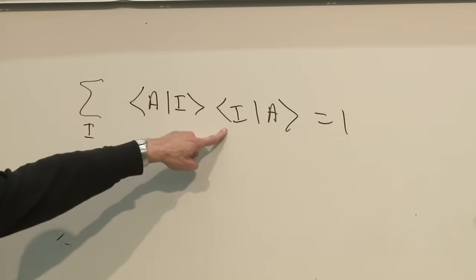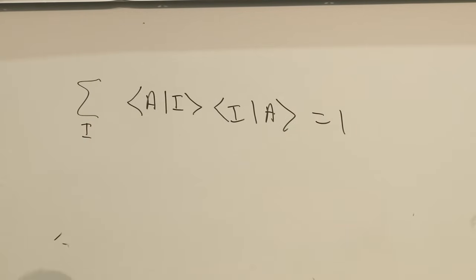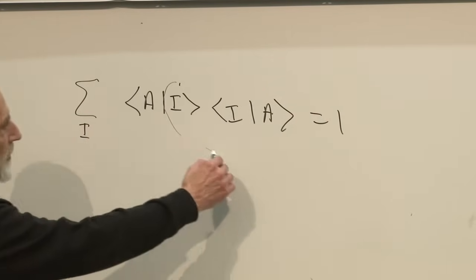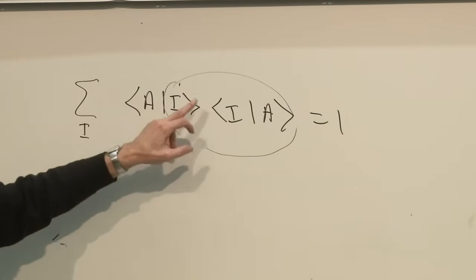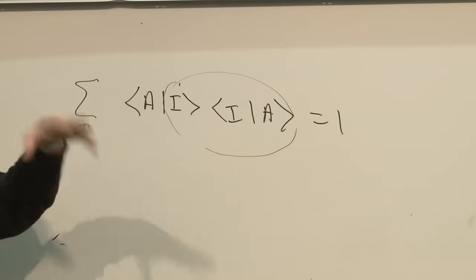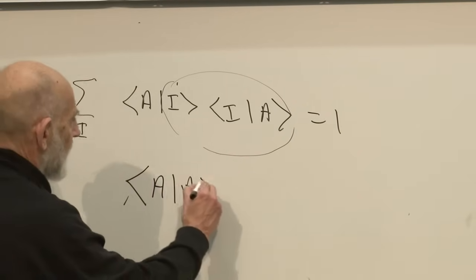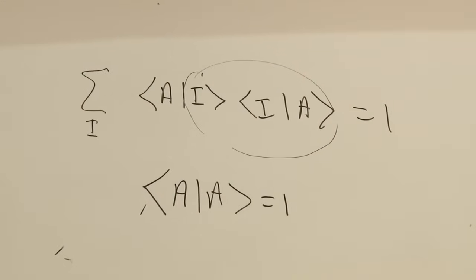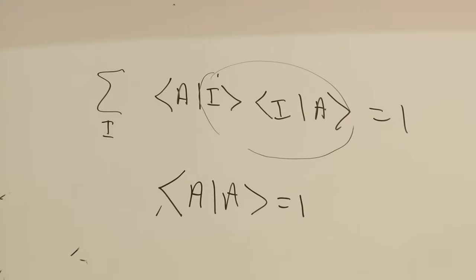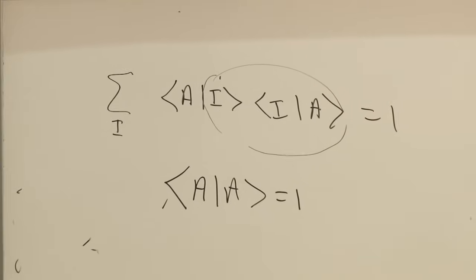Now, I is a basis. And if you go up to the top equation there, you have equations which tell you how to deal with exactly this combination. What is the sum over I of I, A? It's just A. So what this says is that the inner product of A with itself should equal 1. The total length of A should be equal to 1. That's not too surprising. This says the sums of the squares of the components of A add up to 1. For ordinary vectors, that would just say the length of the vector was 1, and that's what this says. The length of A is equal to 1.